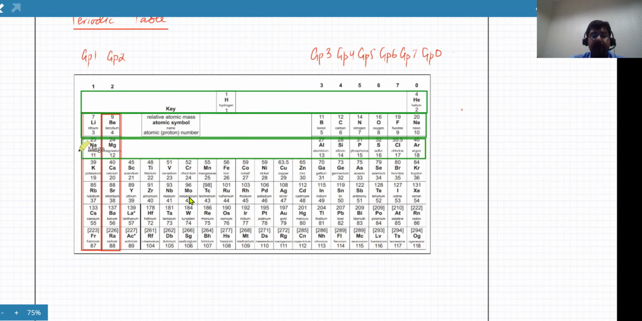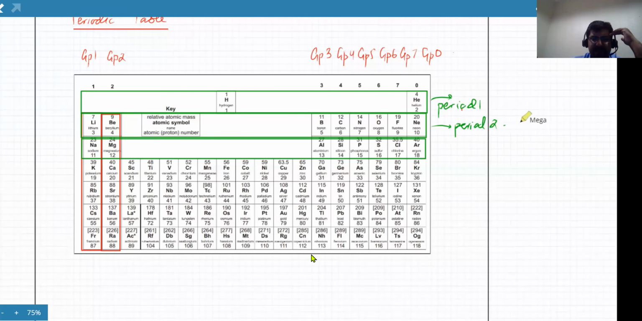three. So you've got groups, and you've got these horizontal rows that are your periods. So this one is period one. This one is period number two, and so on. As you can see over here, there are almost seven periods.